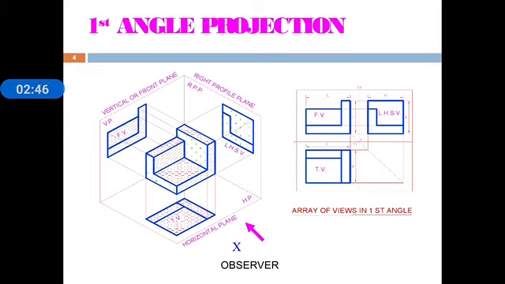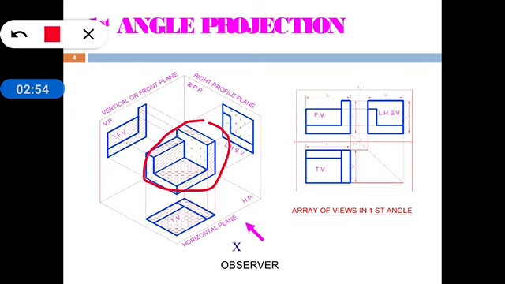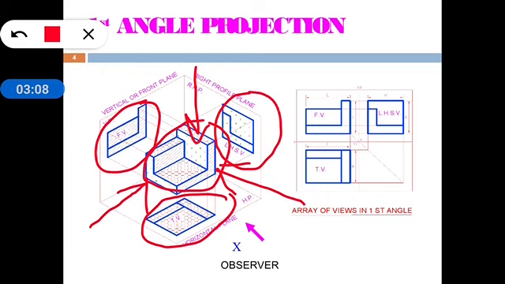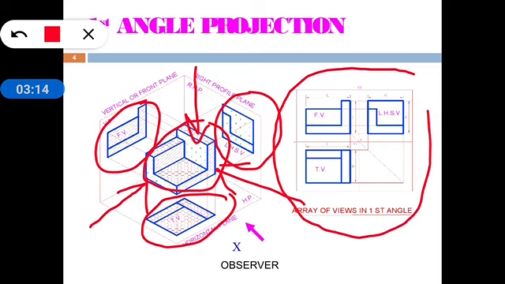This is a typical example of first angle projection, where we can see the main object. When we see this object from the top side, we get these views, and when we see the object from the front side, we get these views, and the side views come in this profile plane. When all the views are arranged in a sheet, the drawing looks like this.